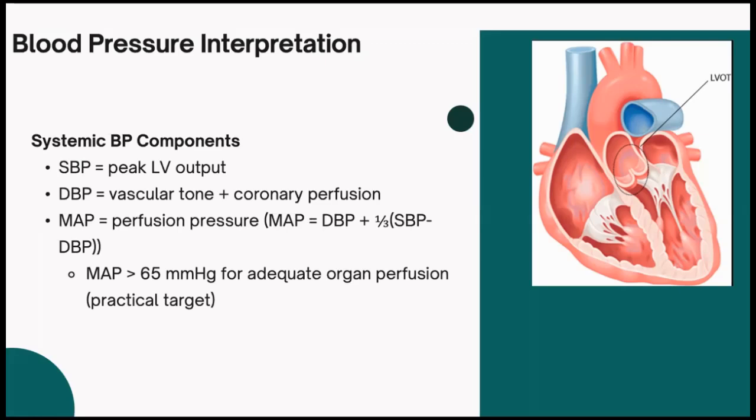So if the mean arterial pressure is low, the coronary perfusion is also going to be low because coronaries are perfused during diastole. And also you can see the equation for how you derive mean arterial pressure. So diastolic blood pressure is a determinant of mean arterial blood pressure. And our target should be more than 65 for adequate organ perfusion. It is a practical target that we need to maintain.